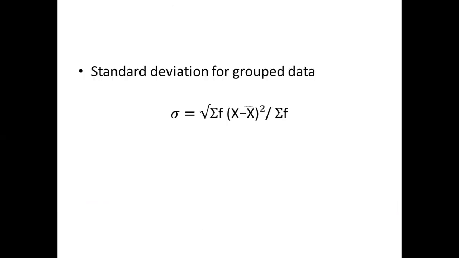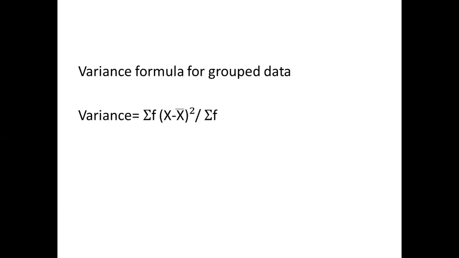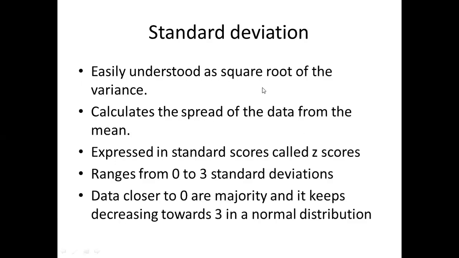Now, going back to another concept called the standard deviation, which, as I already mentioned, is the standardized version of the variance. And how do we do that? We take the square root of the variance. The easiest way to understand standard deviation is that it is the square root of the variance. Standard deviation calculates the spread of the data from the mean. Variance calculates how much each data point is varying from the mean, and standard deviation standardizes how far the data is spread from the mean.